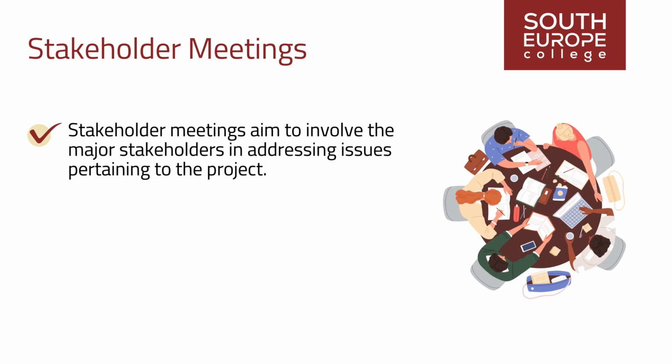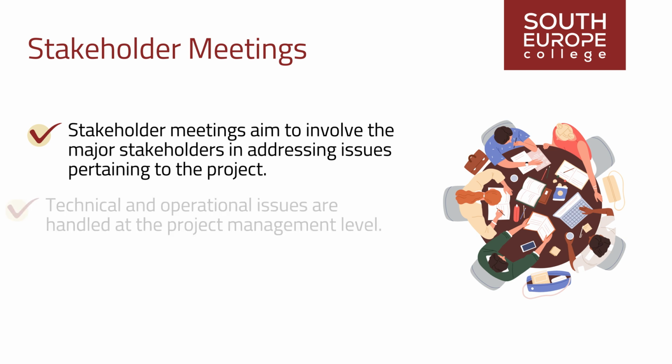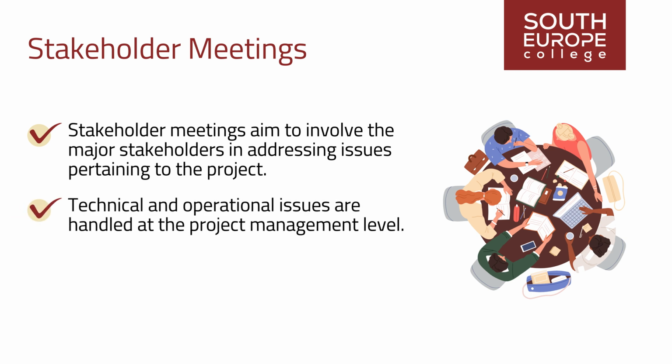Stakeholder meetings aim to involve the major stakeholders in addressing issues pertaining to the project, thereby creating a sense of ownership. The sessions are conducted at different levels depending on the issues and problems to be addressed. Technical and operational issues are handled at the project management level. Policy issues that have significant implications for the project and their ultimate beneficiaries may be discussed at a higher level. For example, bipartite or tripartite reviews.